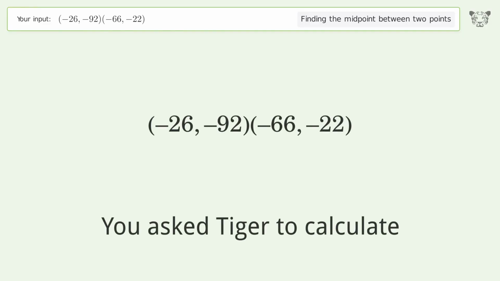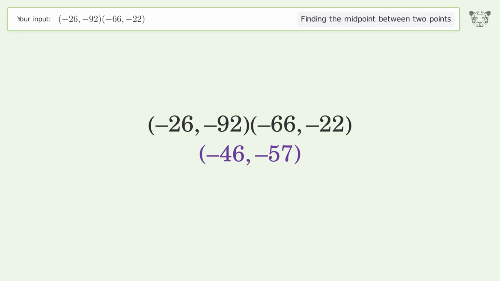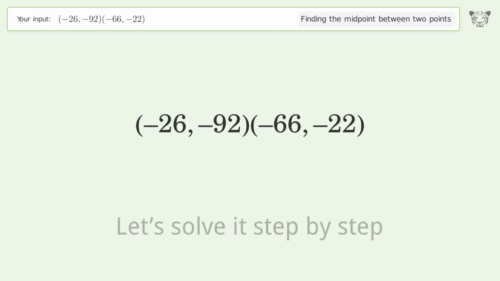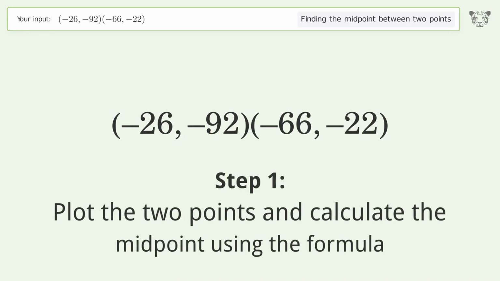You ask Tiger to calculate. This deals with finding the midpoint between 2 points. The midpoint between the 2 points is -46, -57. Let's solve it step by step. Plot the 2 points and calculate the midpoint using the formula.